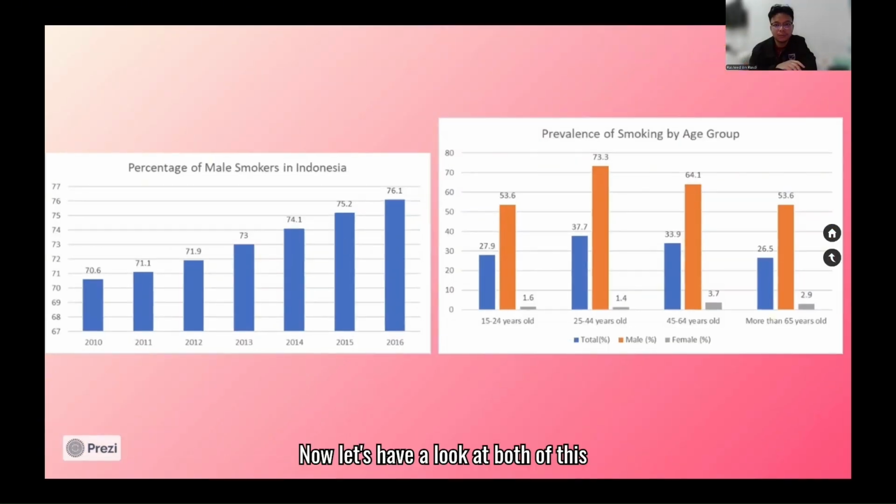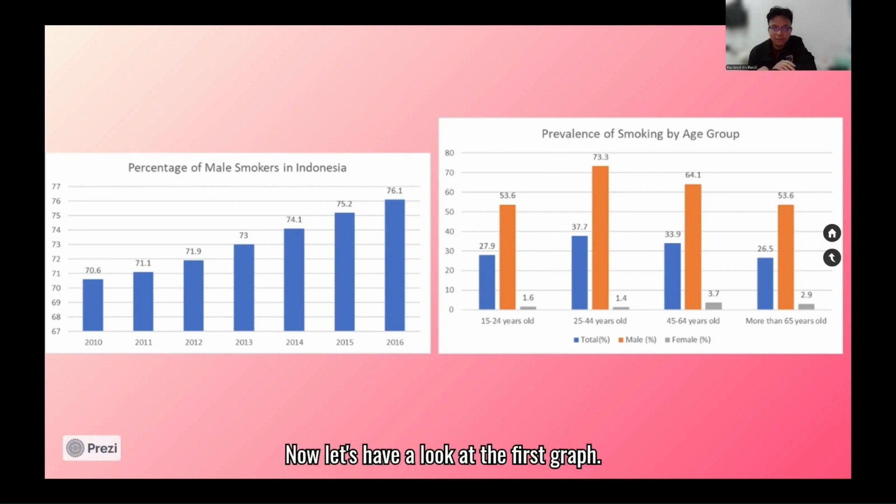Now let's have a look at both of these graphs. The first one is the percentage of male smokers in Indonesia, while the second one is the prevalence of smoking by age group. In the second graph, you can see that it consists of total male and female percent. Based on these two graphs, you can say that male smokers are significantly higher than female smokers. This might be due to the culture in Indonesia, where people will look at male smokers as something that is normal and reasonable.